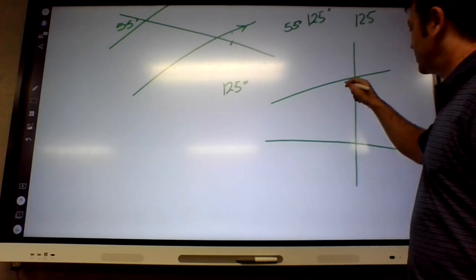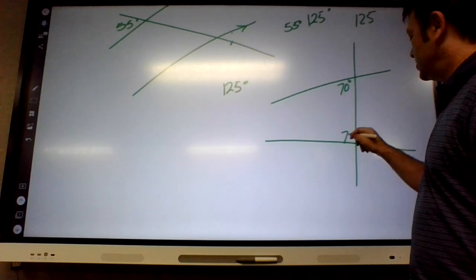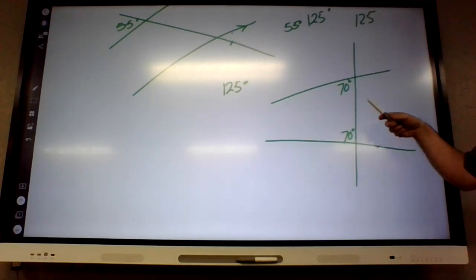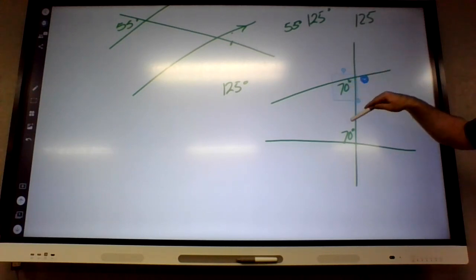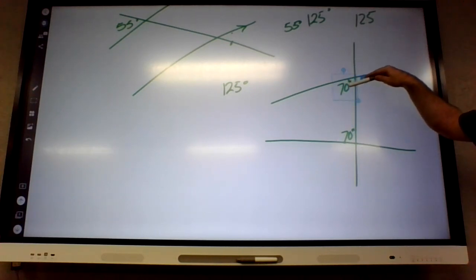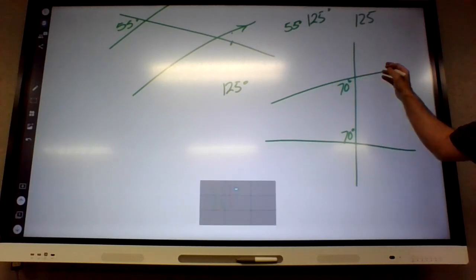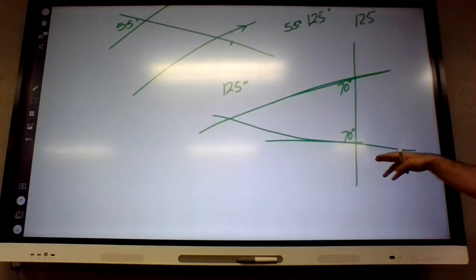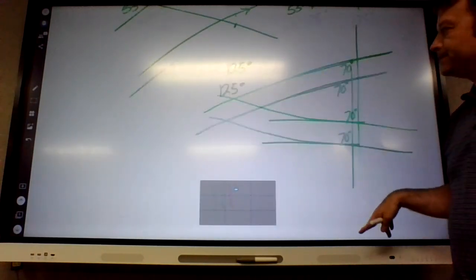Something that would be a no, or not congruent, is if I had like this picture and let's say this was like 70 and 70 or something like that. Are these lines parallel? No, why not? These two shouldn't be congruent. They should add up to 180. So if they're 70 and 70, they're going to intersect over here somewhere, right? It's not going to work.